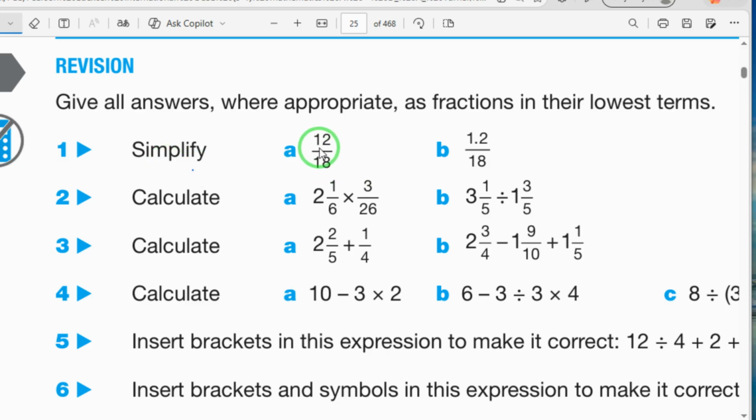Okay, here we have 12 over 18. We simplify this one right here. Instead of 12, we can write 2 times 6 over, instead of 18, we write 3 times 6. Now we cancel or simplify 6 by 6, and the answer is 2 over 3. This is the final answer.